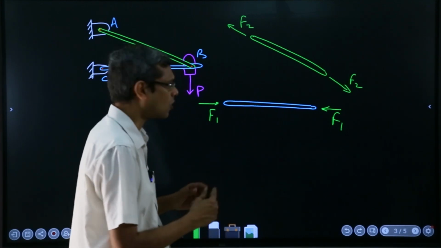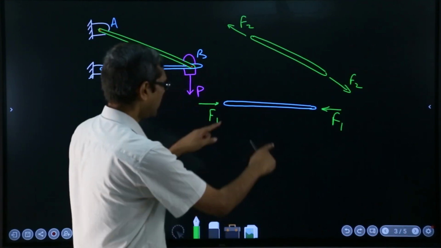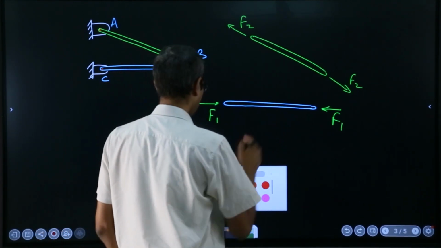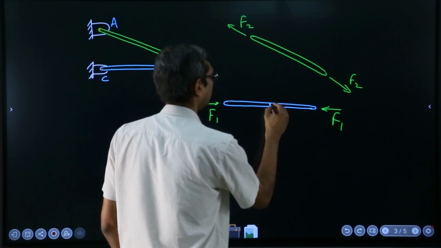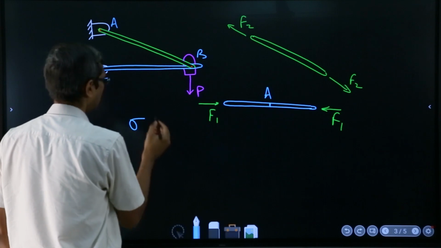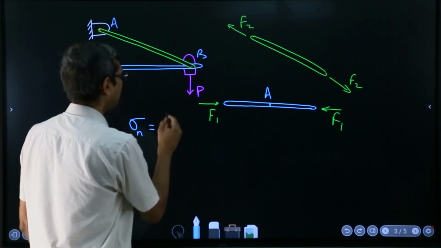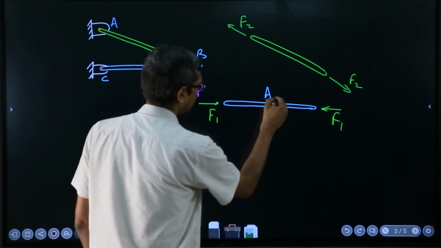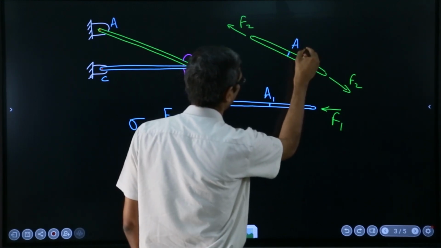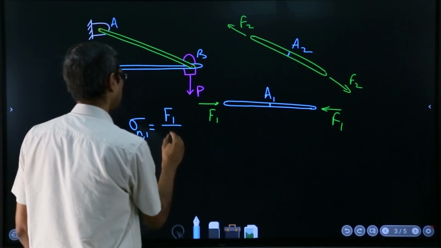But what about the stress, the normal stress, the first one on our list? This is defined by the force which is acting axially divided by the cross sectional area. If this cross sectional area is A, then the normal stress, which is generally denoted by sigma, I'll say sigma n, will be F1 over A1, because if this member has an area A1, and similarly if this member has an area A2. So sigma n of the first member will be F1 over A1.